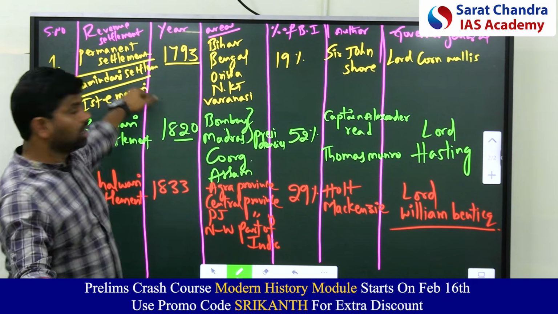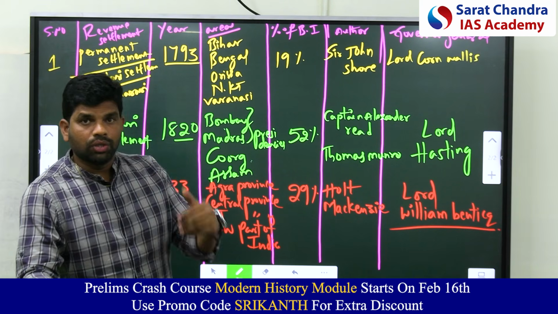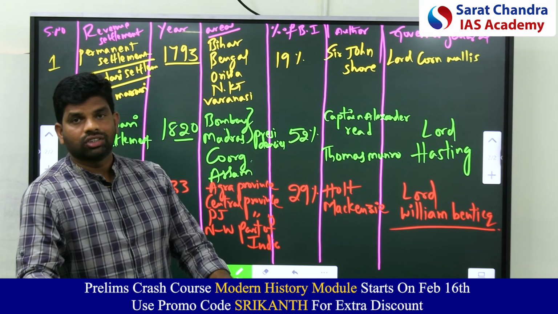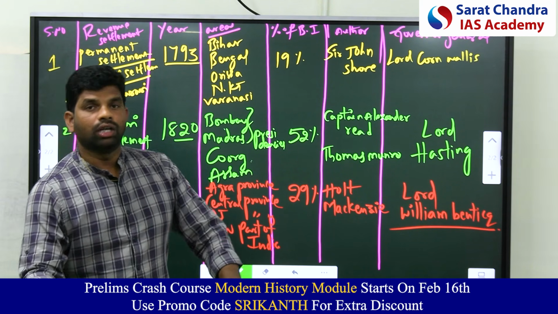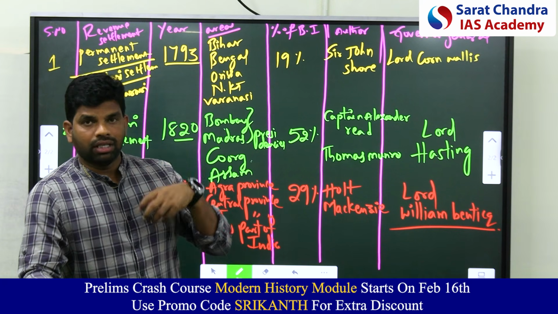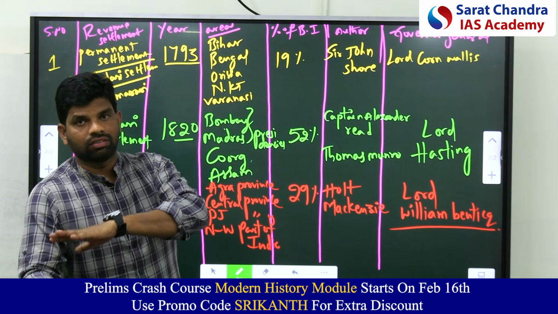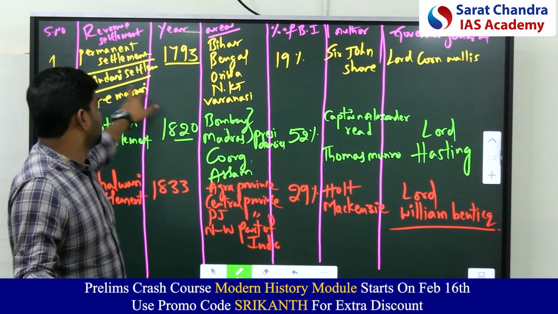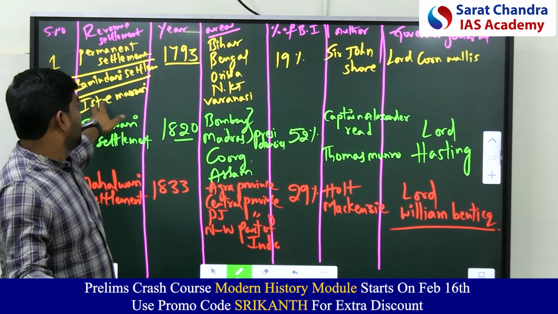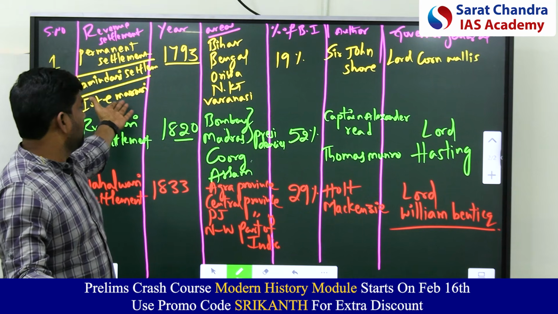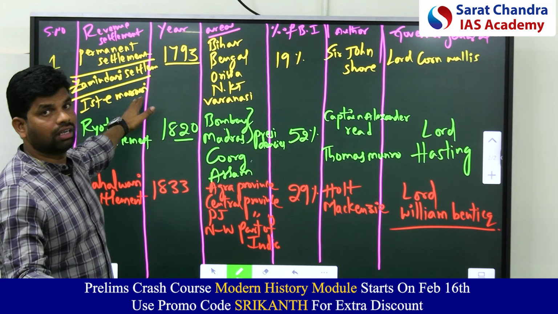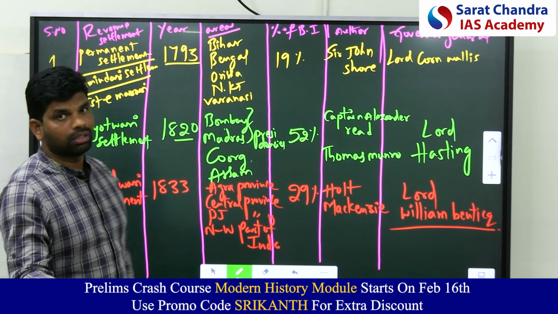Then why is it called the Zamindari settlement? The Zamindar will pay the revenue to the British. There is no connection between the peasants' rights and the Britishers. The Zamindar will pay the tax revenue to the Britishers, and the Britishers do not have any connection with the peasants. Hence this is called the Zamindari settlement. And next, Istamrari is a Hindi word derived from the Persian word, which is nothing but the permanent settlement only.